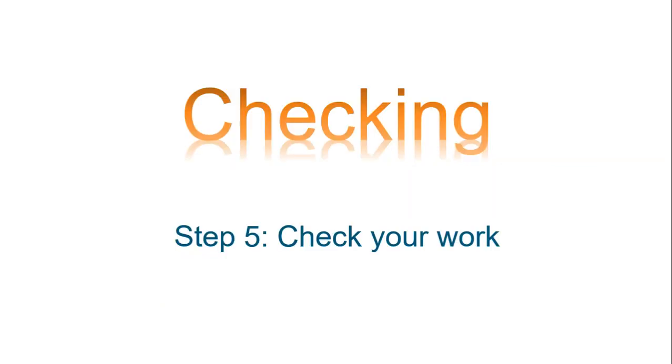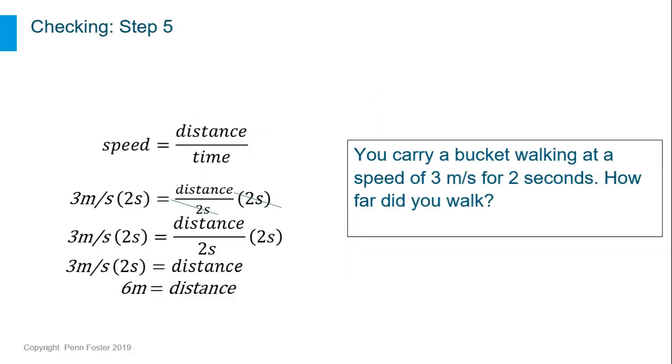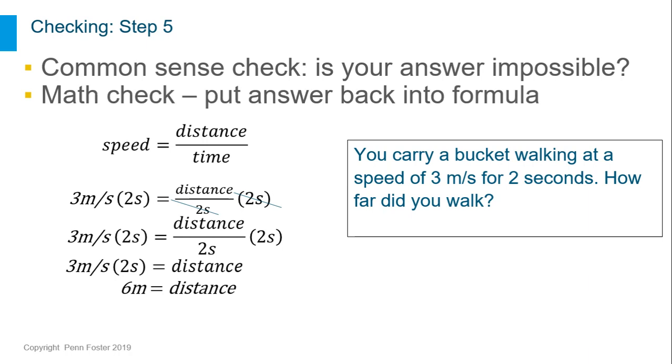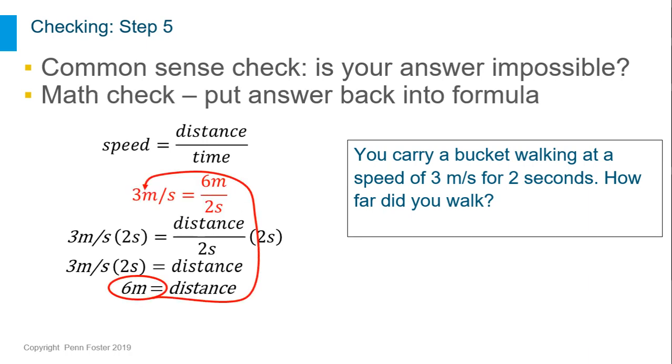Step 5. Check your work. First, do a common sense check to make sure the answer isn't crazy. If you got an answer of 2,000 meters for this problem, you would know something is wrong. Next, put your answer back into your starting equation. If the answer is correct, the value of everything on the left side of the equal sign will equal the value of everything on the right side.